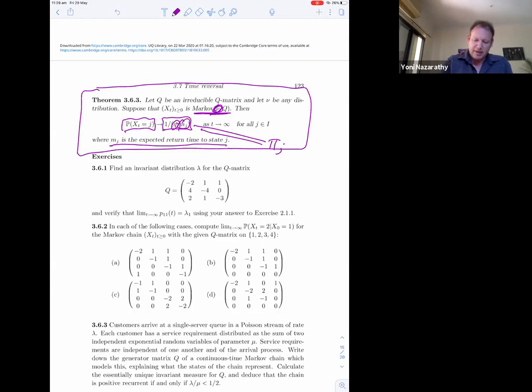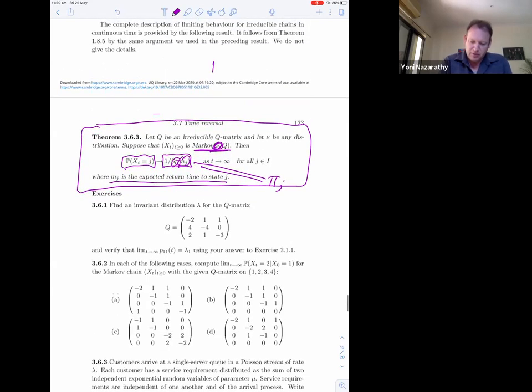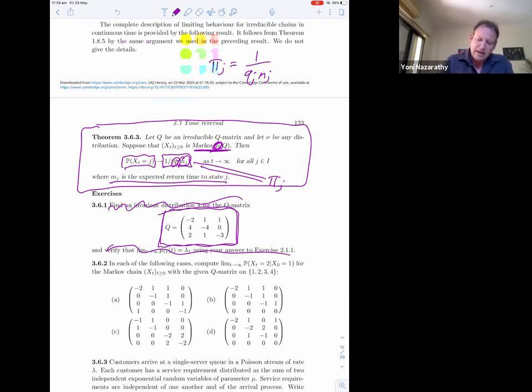The point here is to know that pi j, your stationary distribution, is 1 over qj mj. That's important, because say you now get an exercise where this is your generator matrix, and I'm asking you to find the expected return time from state 1 to state 1. Please find this.